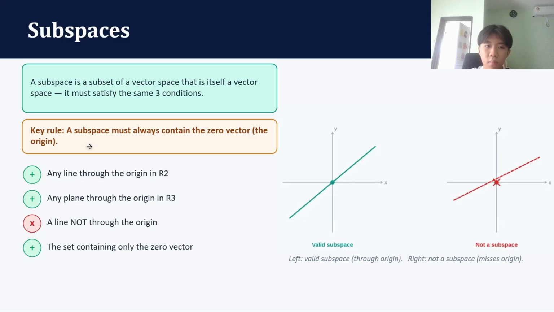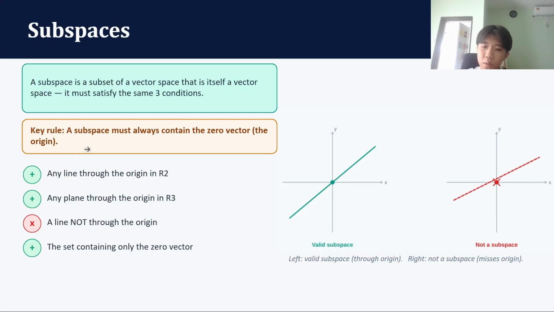Next, we have subspaces. A subspace is a subset of a vector space, which is itself a vector space, and it must also satisfy the same three rules that I stated. But the most important rule here is that the subspace must always contain the zero vector. So looking at the diagram here, this is a valid subspace because the line goes through the origin of 0, 0. And this red one is not a valid subspace because it does not go through 0, 0. This is because it does not fulfill the closure axiom requirements.